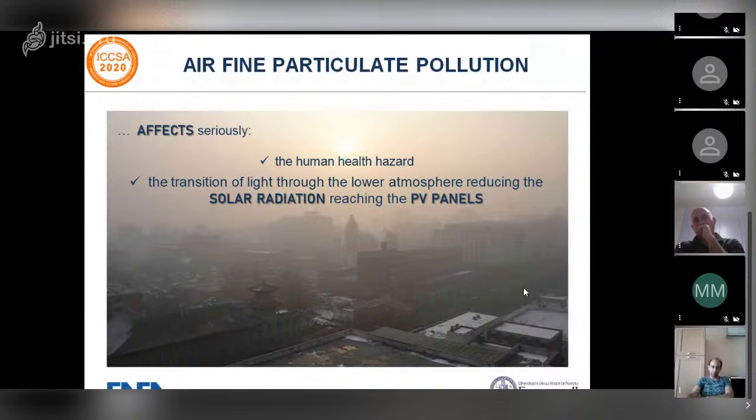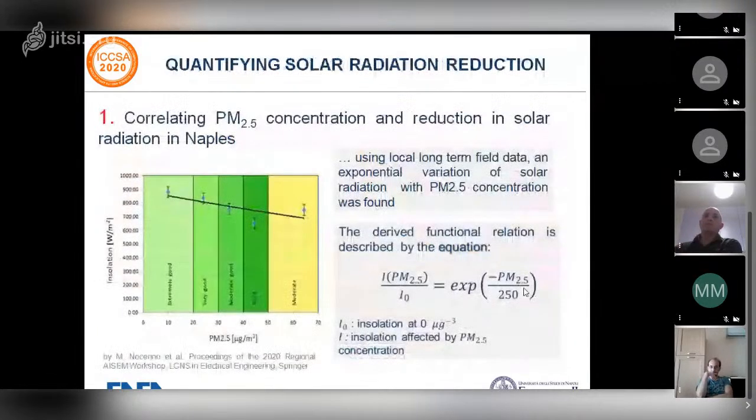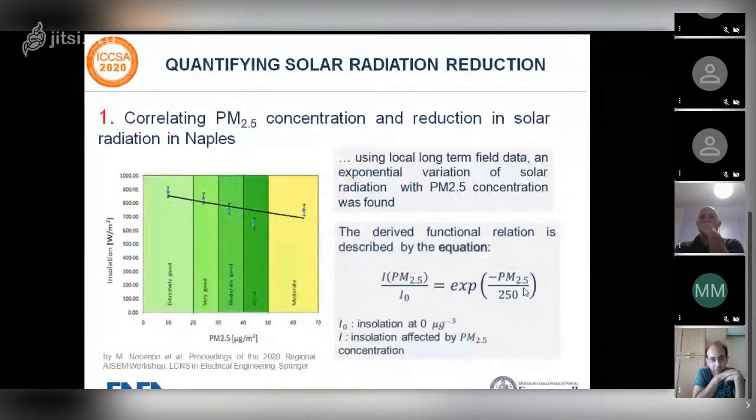So, in our previous work, we analyzed the correlation between PM 2.5 concentration and the loss in insolation using local long-term field data from a monitored location in Naples. And as a result, we obtained that the amount of solar radiation is exponentially correlated to the PM2.5 concentration, as shown by this equation, in which I0 represents the insolation at 0 micrograms per cubic meter. Instead, I represents the insolation affected by PM2.5 concentration.